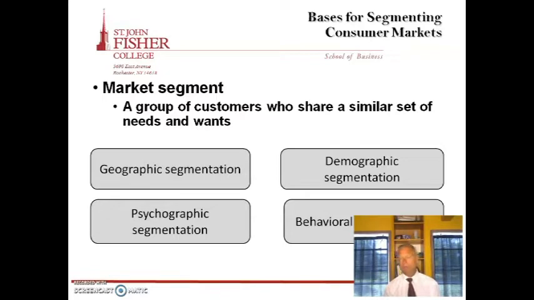One of them is Coca-Cola. It's the same product the world around. Now, they do segment it a little bit because they have different sizes. You can buy a 2-liter bottle, a can, or a 12-ounce bottle, or what have you. But pretty much, Coca-Cola is Coca-Cola the world around.